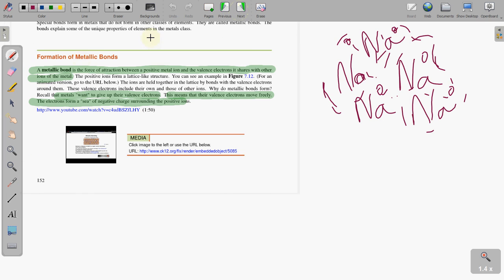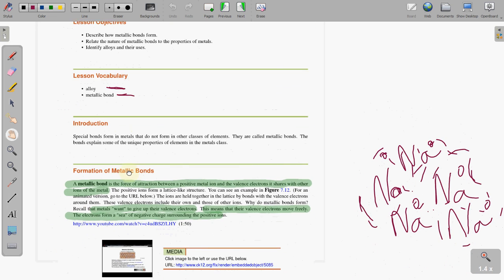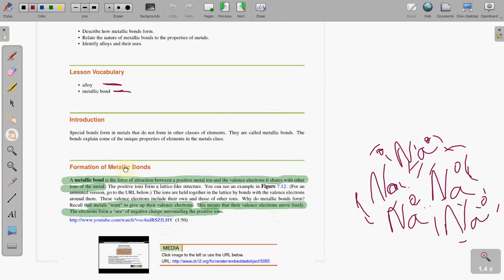Okay. Oops, I went too far. We can go back. Look at those objectives. The objective said describe how metallic bonds form. All right, go ahead. Describe. Talk to the screen right now. Pause it if you need to. All right. So I think what I heard you say was that metallic bonds form because there's an attraction between all those free electrons and the metal ions, right? And they attract each other.